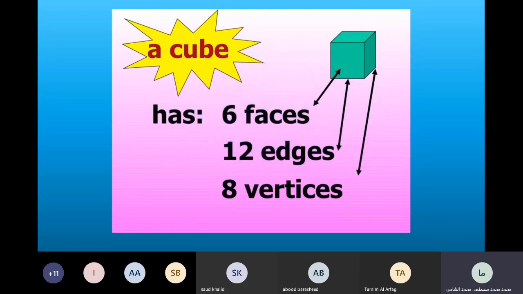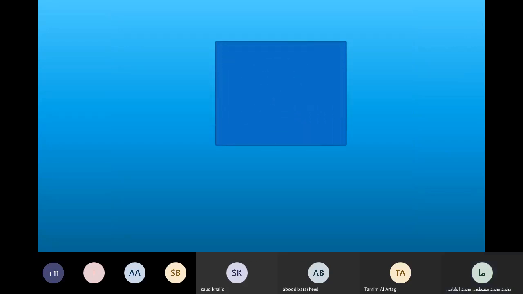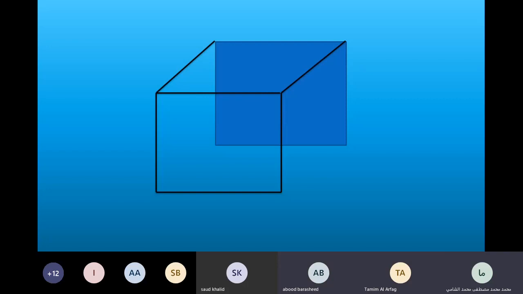And we know about also face, edge, and vertices. So how many vertices does a cube have? Let's draw a cube and count. Vertices is a point or corner. So how many corners? One, two, three, four, five, six, seven, eight. Eight vertices. A cube has eight vertices, eight corners.